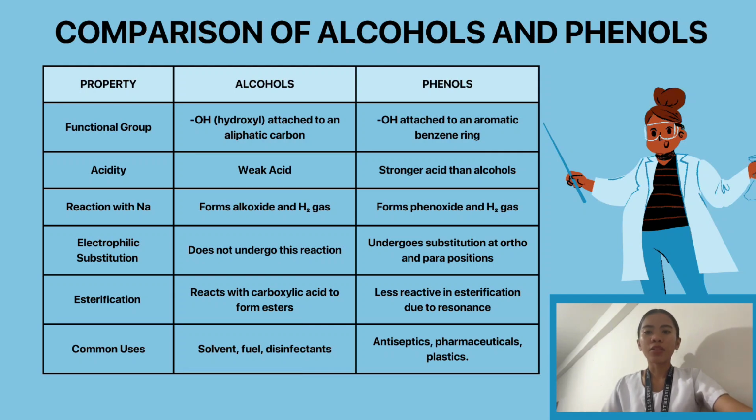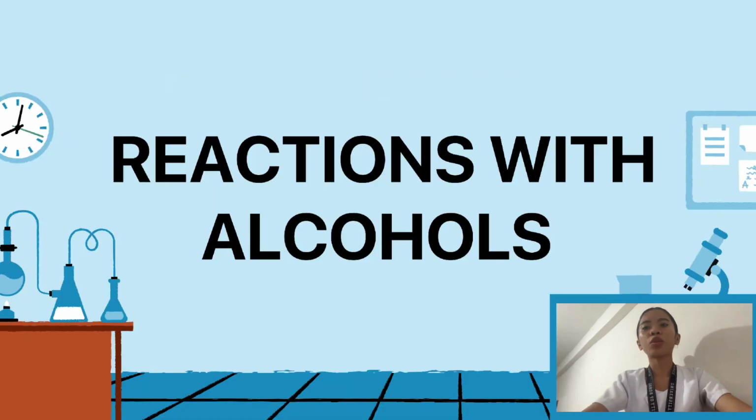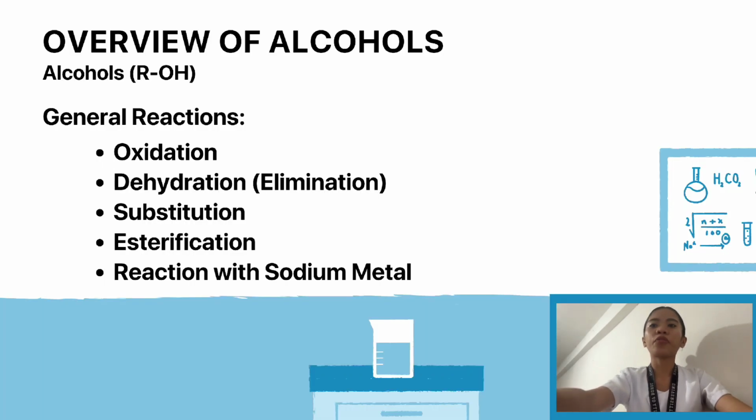So lastly, their common uses also differ. Alcohols are widely used as solvents, fuels, and disinfectants, while phenols are found in antiseptics, pharmaceuticals, and plastics. Now that we've compared alcohols and phenols, let's focus on the chemical behavior of alcohols. Before diving into specific reactions of alcohols, let's first get an overview of the types of transformations they undergo.